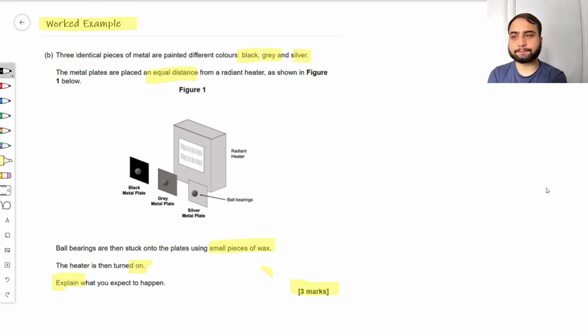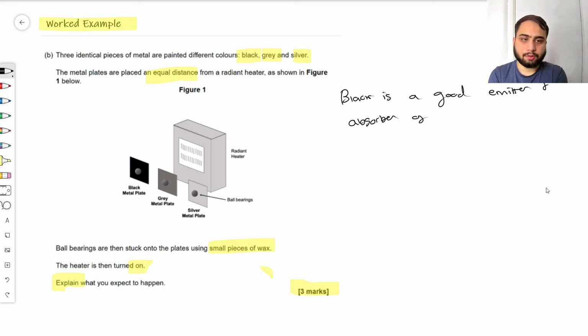Now let's have a look at the 3 different plates. There's a black metal plate, a grey metal plate, and a silver metal plate. From our knowledge about black bodies, which one of these is the best absorber and emitter of radiation? That's the black, right? So let's state that straight away. Black is a good emitter and absorber of radiation. Now, this point in and of itself isn't enough. We have to compare this to another thing present in the picture here.